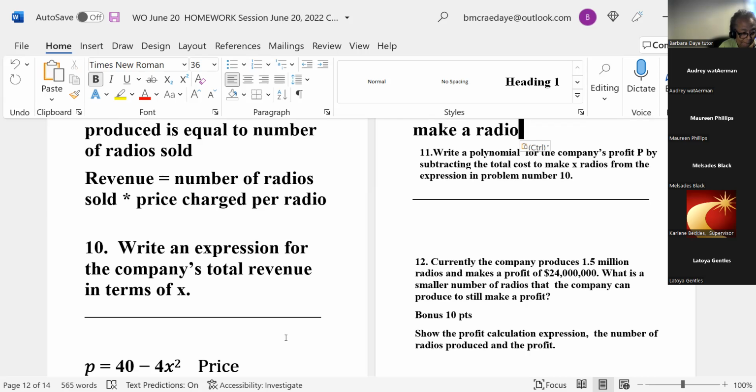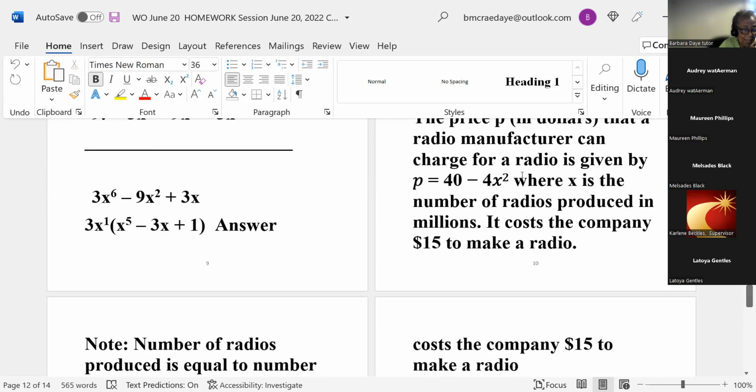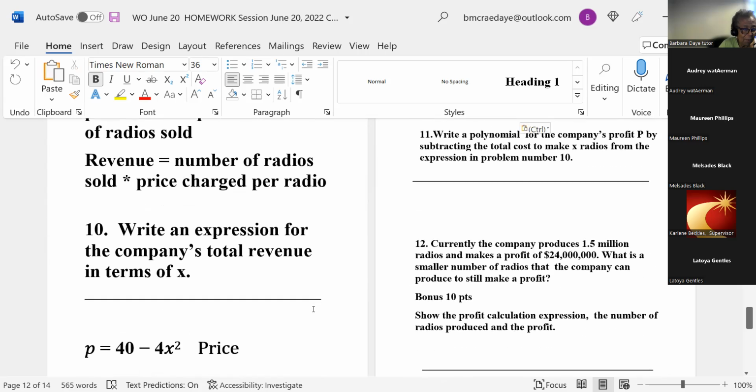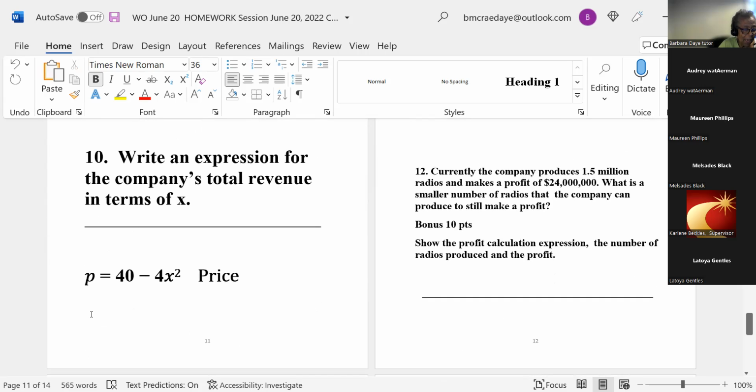It'll be 40 minus 4x to the second, times x. No, because times x, remember they gave you x as the number of radios produced. So if you know the charge for a radio and you know x, the number of radios, then you have x.